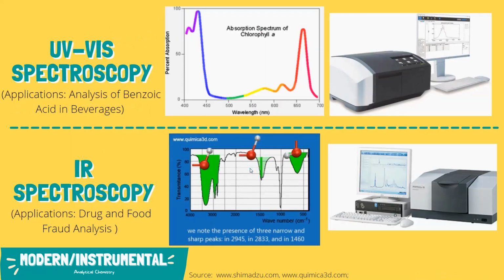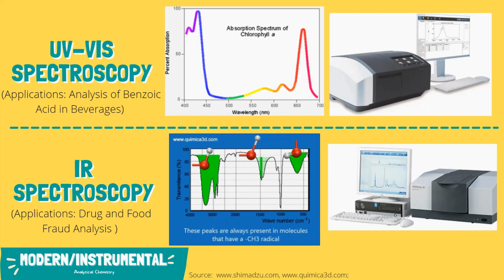Now, we also have UV-vis spectroscopy, which involves the measurement of absorption of the sample. Basically, what happens here is that you expose the sample to a beam of UV-vis, and then the sample will absorb some of the specific wavelengths depending on what chromophores are present in the molecule. One of the applications of UV-vis spectroscopy is the analysis of benzoic acid in beverages.